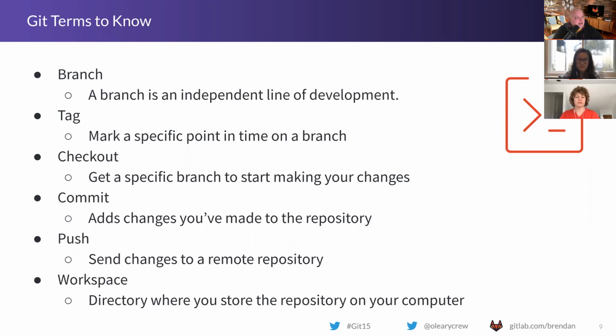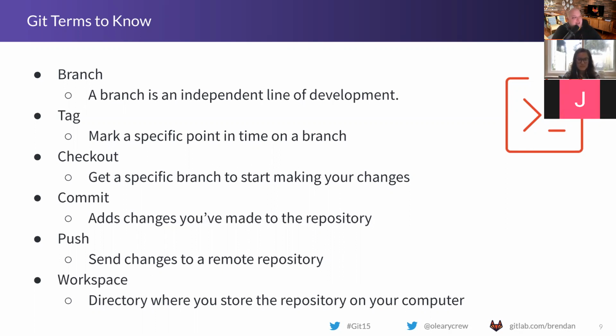And then similar to that is what's called a tag. So a tag basically marks a specific point in time on a branch. So again, let's say I'm in that workflow where there's one main branch, and we release version 1.7. I might tag that point in time in that branch as 1.7. And now I know I can always go back to exactly what the code was like back then.